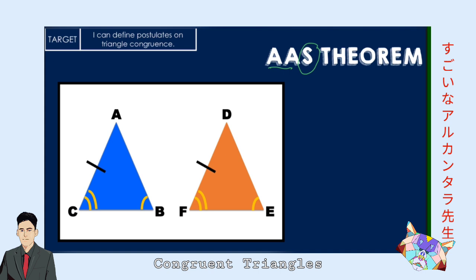But again, the difference between ASA and AAS is that the side is set aside. It's not in between the pairs of angles. That's the difference. As you can take note, earlier the side is in between the two angle symbols. Here, no, it's outside of them. That's how it is different from ASA.